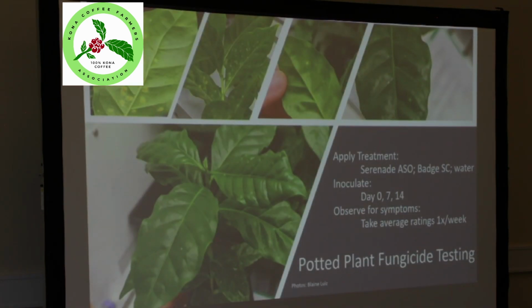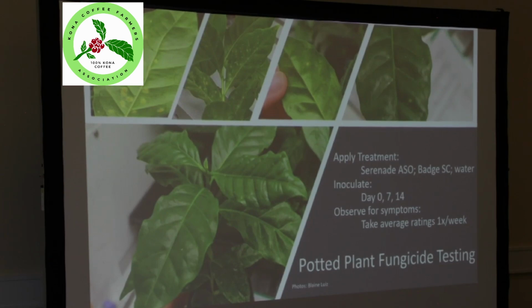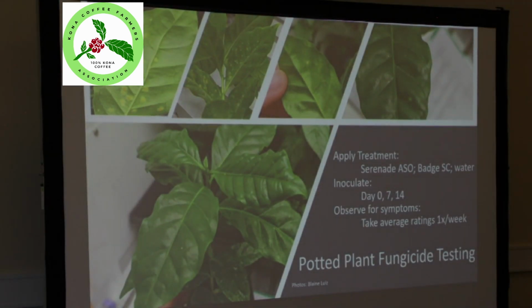Okay, so this moves on then to what we did with some potted plants. In this case, we took healthy seedlings and applied a treatment. We compared Serenade with Badge and a water control. All of the potted plants got sprayed with the product, dried, and then the plants were inoculated with spores on day 0, day 7, and day 14.